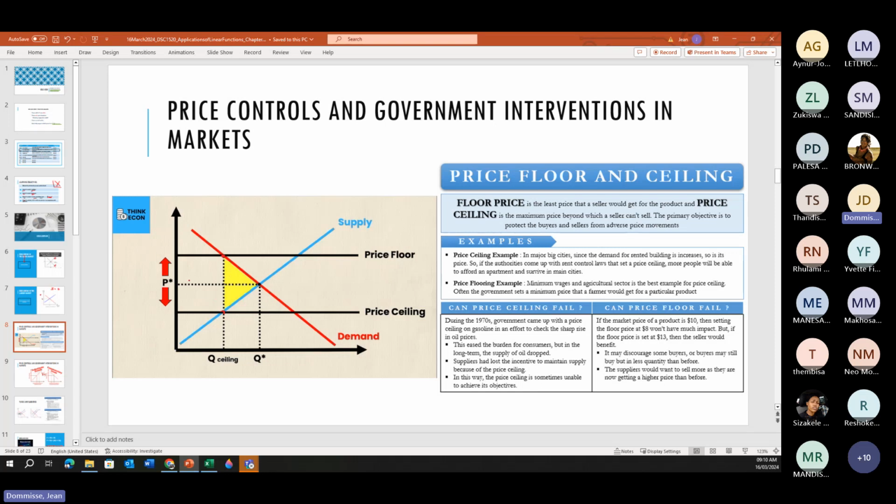So normally the price floor will be that. A lot of necessary goods might be that you are not allowed to sell it for more than something. So if we look at certain things that have come into play, the price floor is the least price that the seller would get for the product. Ceiling is the maximum price beyond which a seller can't sell.